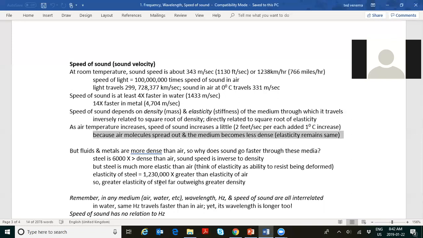I'll say that again. The more dense, the more mass something is, the slower sound goes. The more stiff something is, the faster sound will go. And I'll repeat, the more stiffness of the medium, the faster sound will go. So now you've got those two things written down.